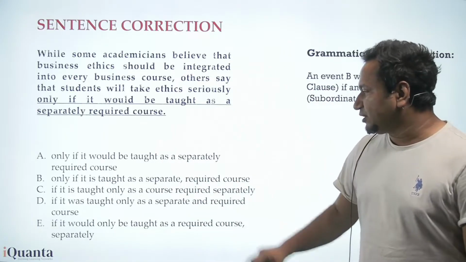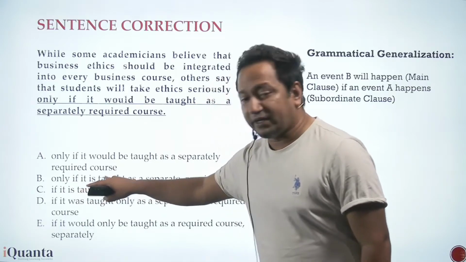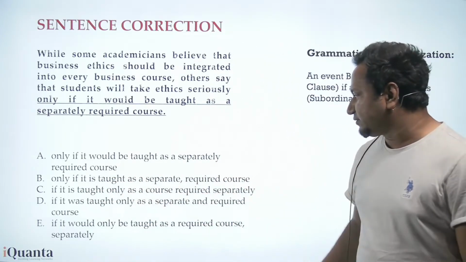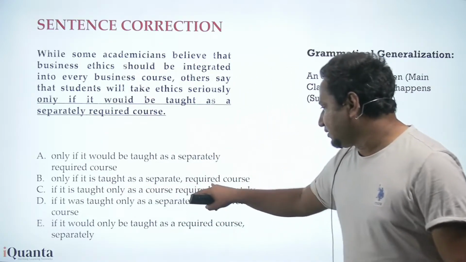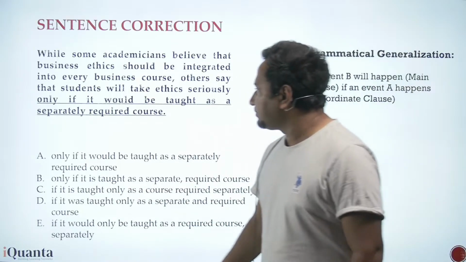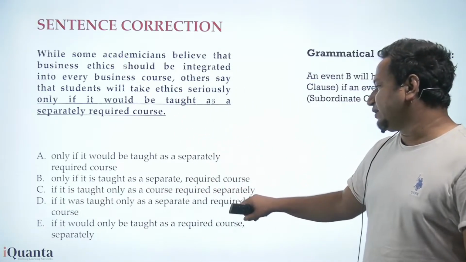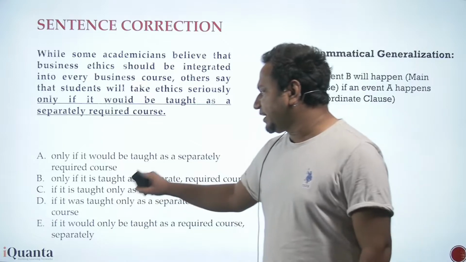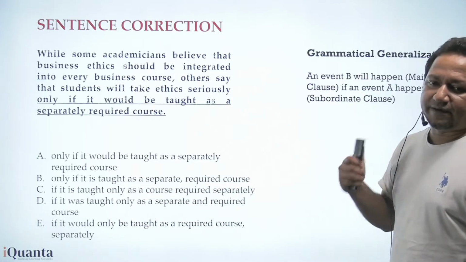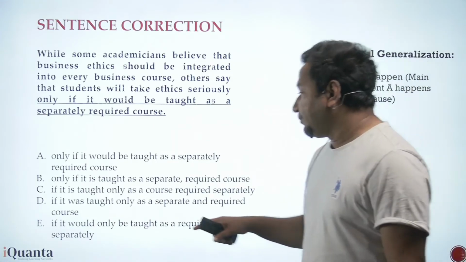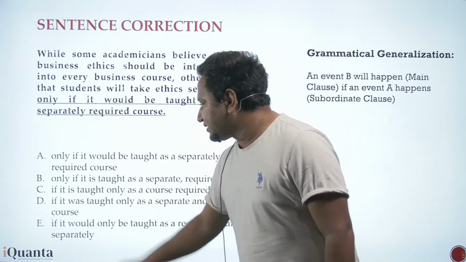Going to option B, "only if it is taught." There is present tense here. This can be a possibility. Option B can be an answer. "As a separate required course." All right. Option C: "if it is taught only as a course required separately." So options B and C actually follow this generalization. Event B will happen only if event A happens. In both these options, present tense has been used.